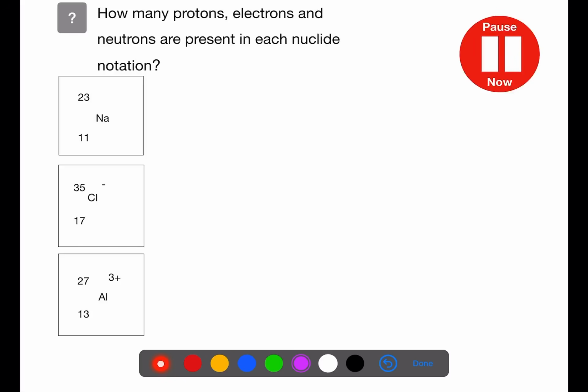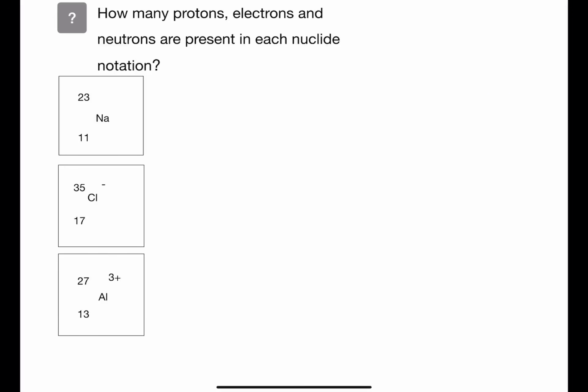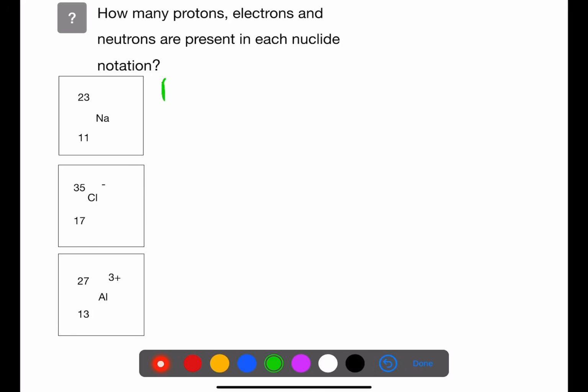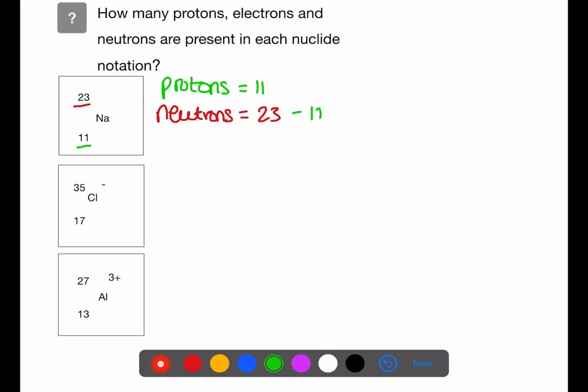nuclide notations. In this first example, we have a sodium atom. The number of protons is equal to the atomic number, which is 11. The number of neutrons is equal to the mass number, which is 23, minus the number of protons, which is 11, to give us 12 neutrons. The number of electrons is the atomic number minus the charge. There is no charge on this atom, which means that the number of protons equals the number of electrons, so is 11.